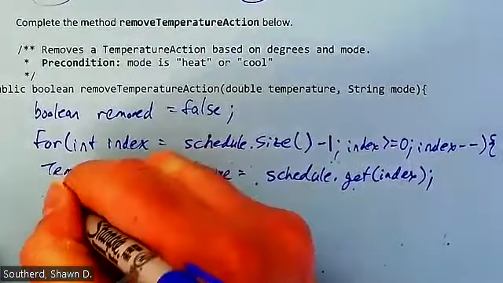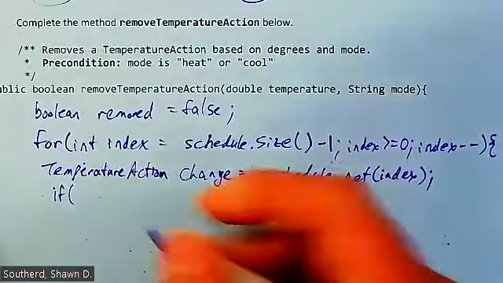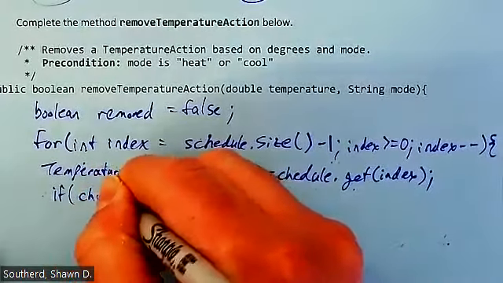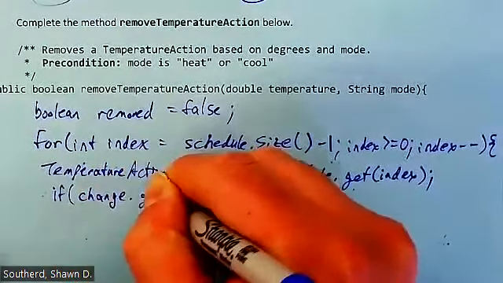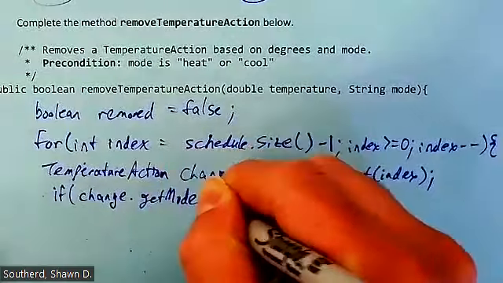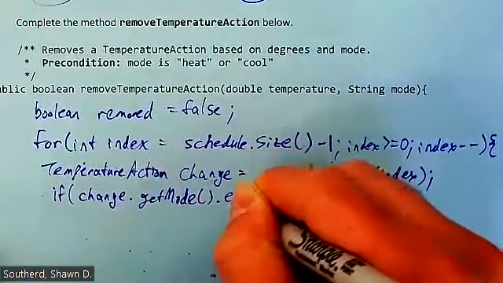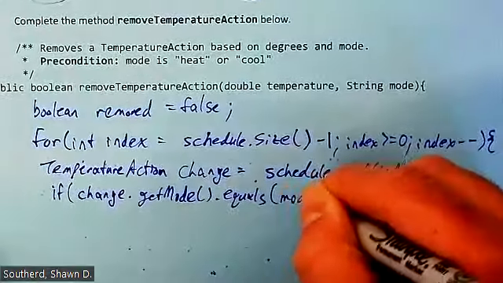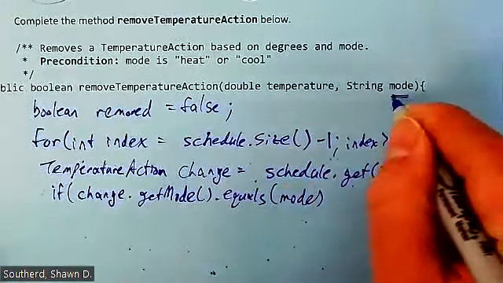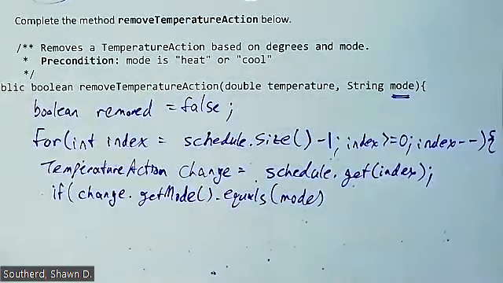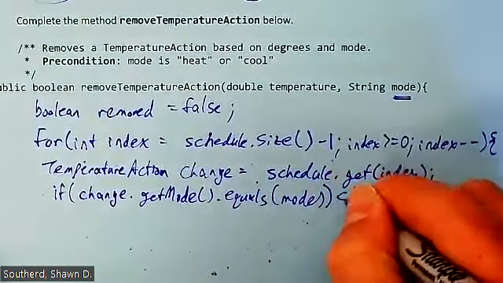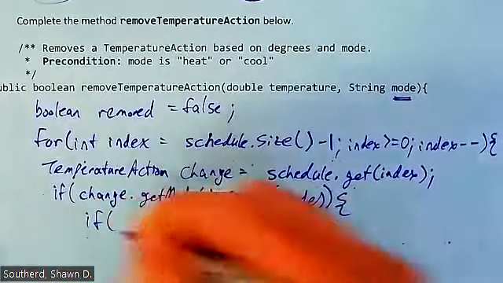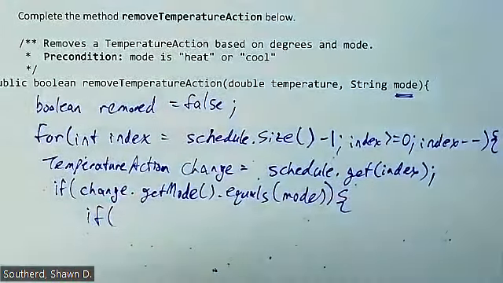Now I can bust out my if statement, where it's going to say, in the case that change dot get mode dot equals the other mode, and this is the parameter for the function. When that's the case, I want it to execute one more if statement, because now I need to check where the temperatures are in relationship to each other.